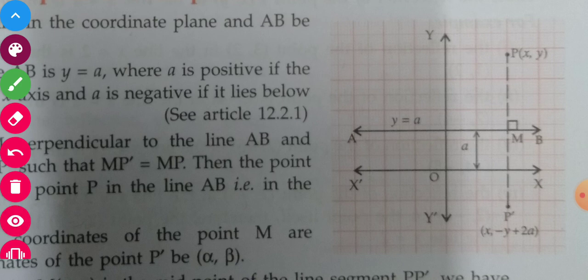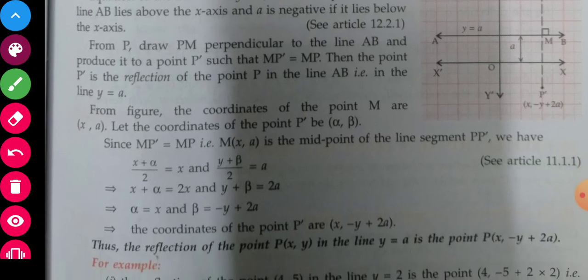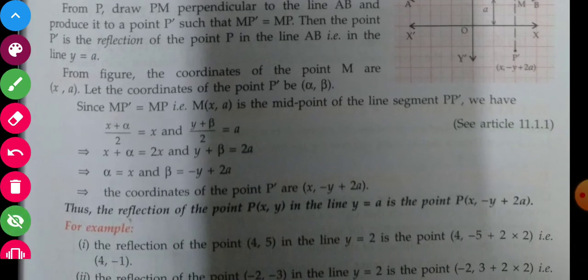After that, let the coordinates of point P' be alpha and beta. Since we don't know its coordinates, we know the coordinates of P which we have assumed as x and y, and the coordinates of M which we already found, which are x comma a, right? So we have assumed the coordinates of P' as alpha and beta. Let us find this alpha and beta.